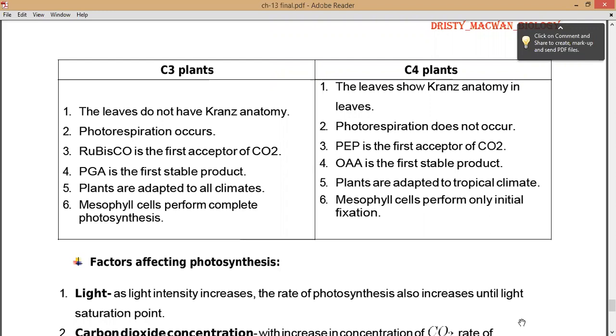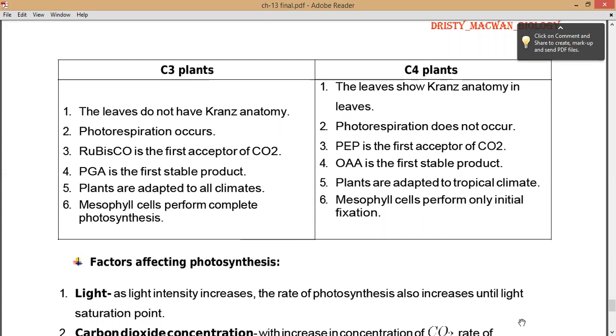Next, the plants adapted to all climates are the C3 plants, right? While the C4 plants are adapted to tropical climate only. So C3 plants are adapted to all the climates present in the environment, right? While the C4 plants are adapted to the tropical climate. In other climates, they cannot properly survive, right?